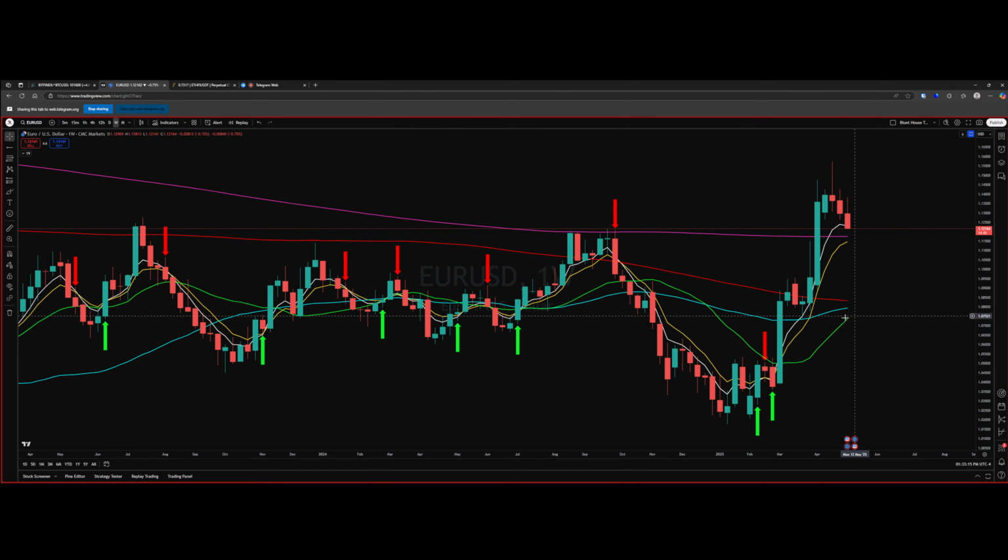You have to know that these three moving averages are going to be a draw for price. These are levels where buyers and sellers have shaken hands in the past and they're converging on themselves. So that will be a draw.